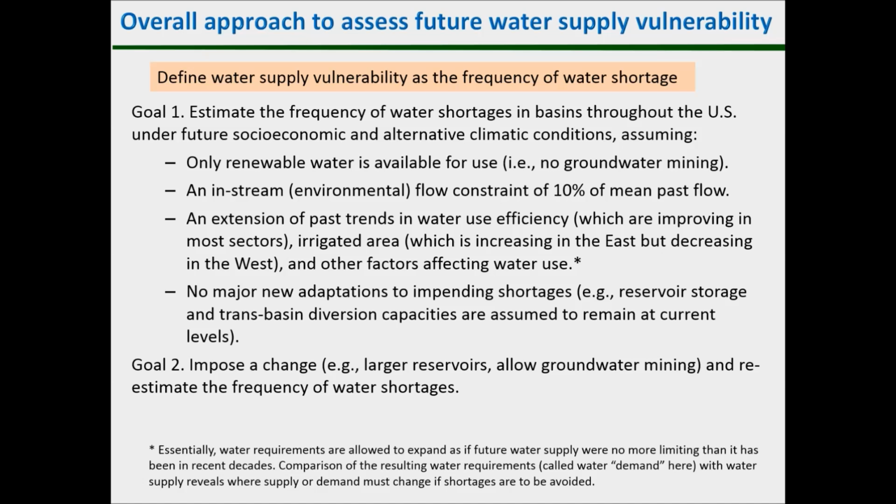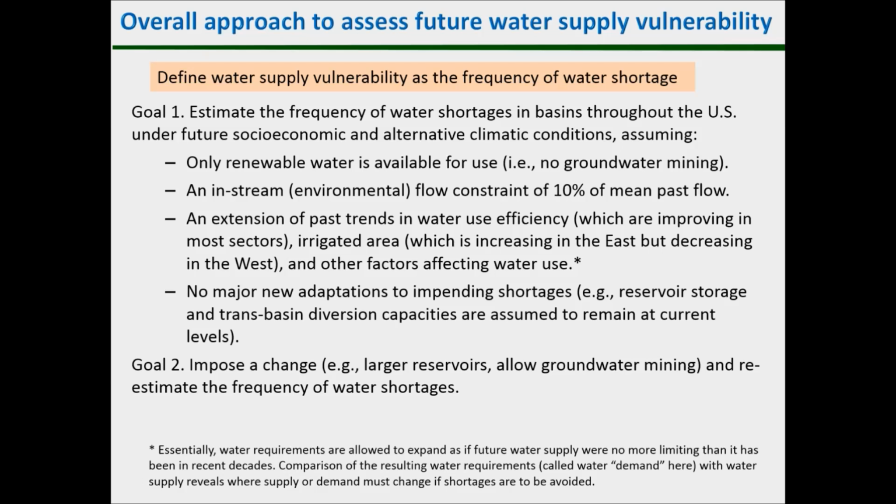under future socioeconomic and alternative climatic conditions, assuming, first of all, that only renewable water is available for use. So no groundwater mining is permitted. Groundwater withdrawal pumping is, but only of recent recharge. Secondly, we impose an in-stream flow constraint of 10% of past flows, average past flows.